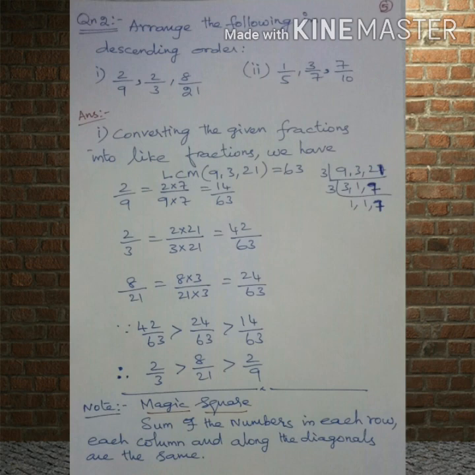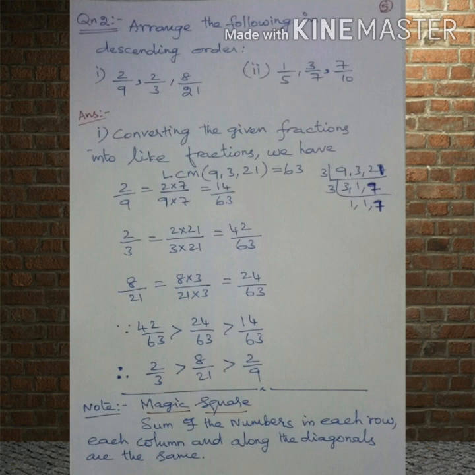Next we will move to question number 2. Arrange the following in descending order. First subdivision: 2 by 9, 2 by 3, 8 by 21. Second subdivision: 1 by 5, 3 by 7, 7 by 10. I am going to do the first one. The second one will be homework.